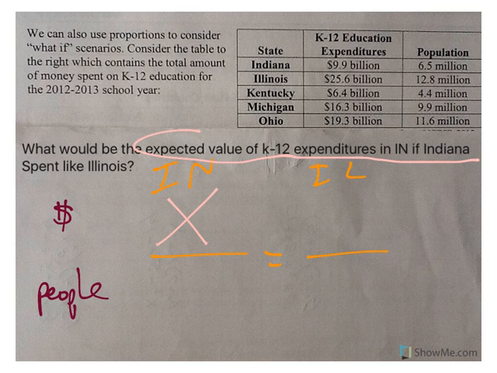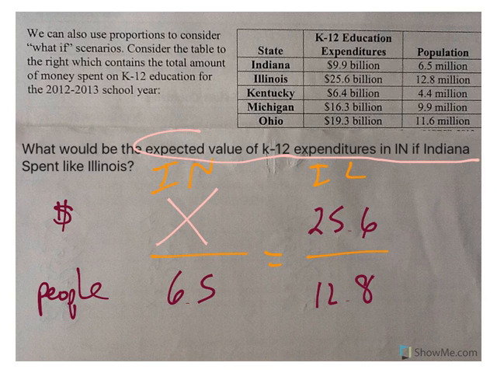So once you have the X, and the X is wherever it says expected value, everything else you fill in with what you know. So I know that Illinois spends $25.6 billion. And I know that there are 12.8 million people in Illinois, and there are 6.5 million people in Indiana. And you will notice I didn't put any labels on any of those, because I know that, and it's consistent, all the people are in millions, all the money is in billions. If I'm consistent, I just have to remember to put that label on at the end. So when I find X for Indiana, I'm going to slap the word billion on at the end.